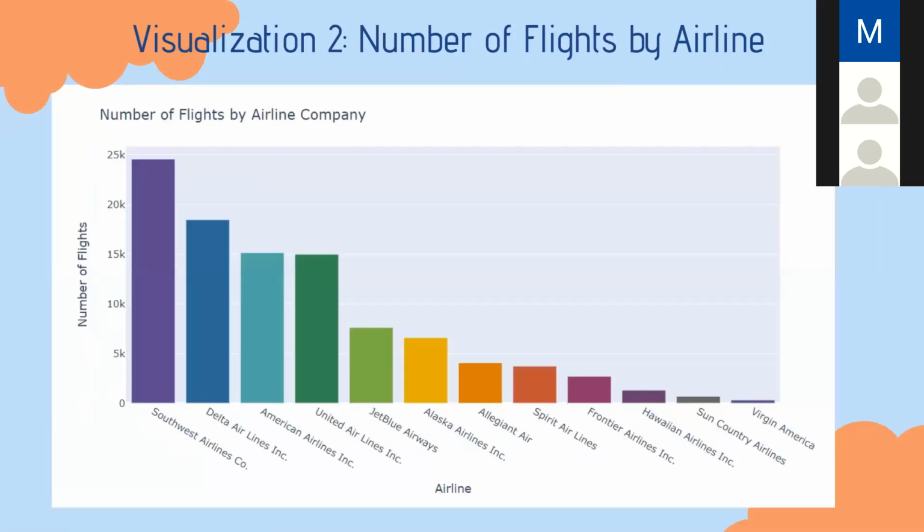The second visualization is a bar graph showing the number of flights sorted by airline company. The x-axis shows the airline, and the y-axis is the number of flights attributed to that airline of the 100,000 row data set. Southwest Airlines had the most flights in this data set with 24.5 thousand flights.